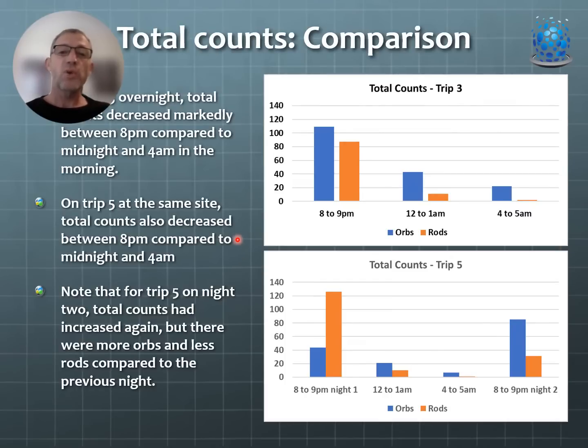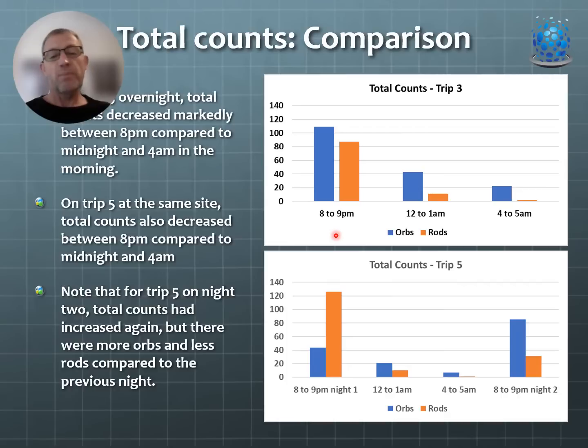If you look at total counts by comparison, now this gets more interesting, because when we recorded overnight, the numbers dissipated. For example, if you look at trip 3, 8 to 9 p.m., now this is when peak observation occurred for all sites. When we did our field work after dusk, the early hours of the evening was when the counts were highest.